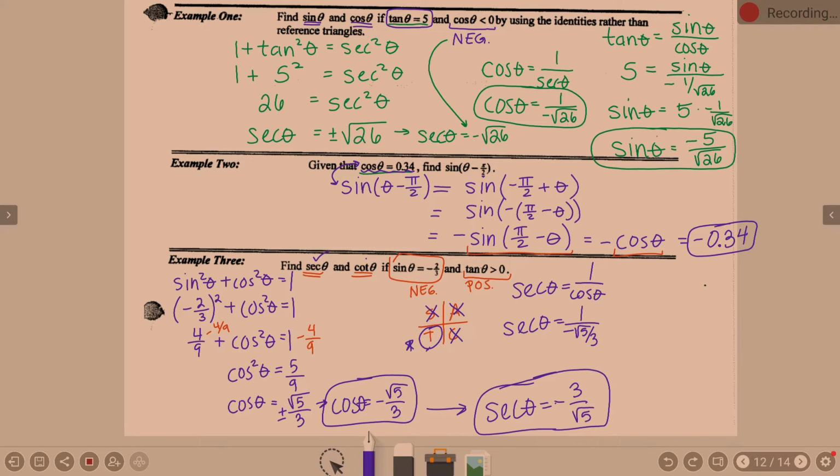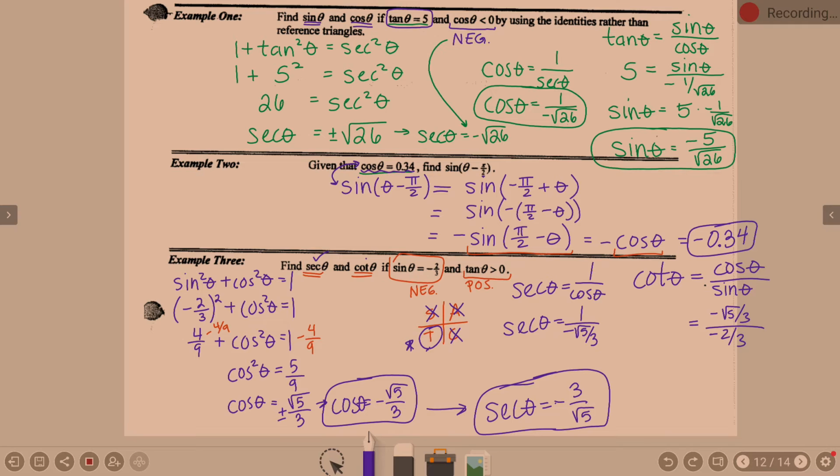Quotient identity. Okay, quotient identity would work perfectly well because we know enough there. Because we know sine, we know cosine. Or you could go with Pythagorean identity again. I personally am just going to go quotient identity. So cotangent is equal to cosine theta over sine theta. Cosine theta is negative square root of 5 over 3, divided by sine theta, which is negative 2 over 3.